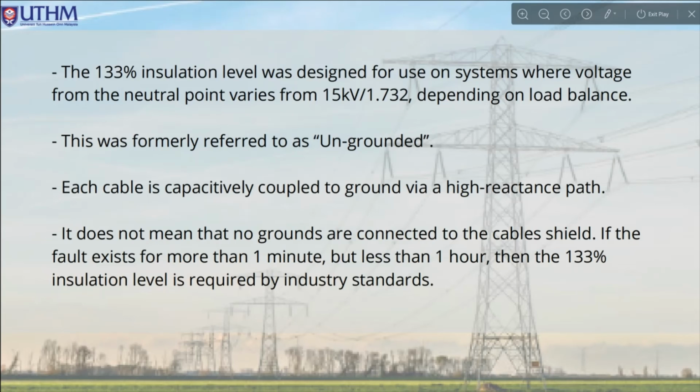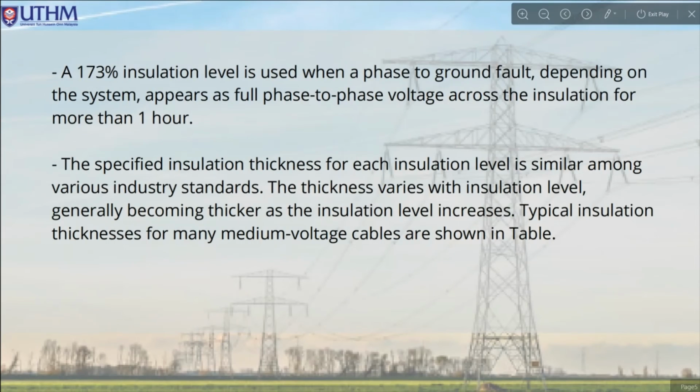by the industry standards. So, what about 173%? The 173% insulation level is used when a phase-to-ground fault, depending on the system, appears as a full phase-to-phase voltage across the insulation for more than 1 hour. So the specified insulation thickness for each insulation level is similar among various industry standards. The thickness varies with insulation level, generally becoming thicker as the insulation level increases. Typical insulation thicknesses for many medium voltage cables are shown in the table.